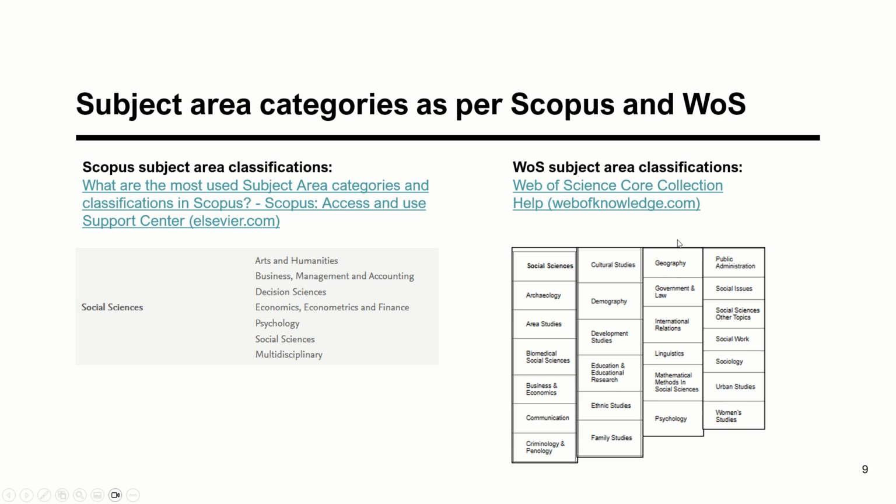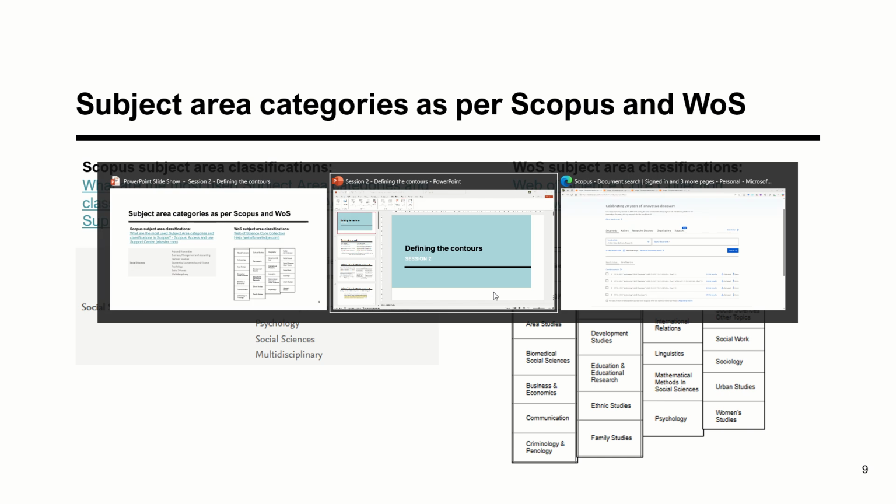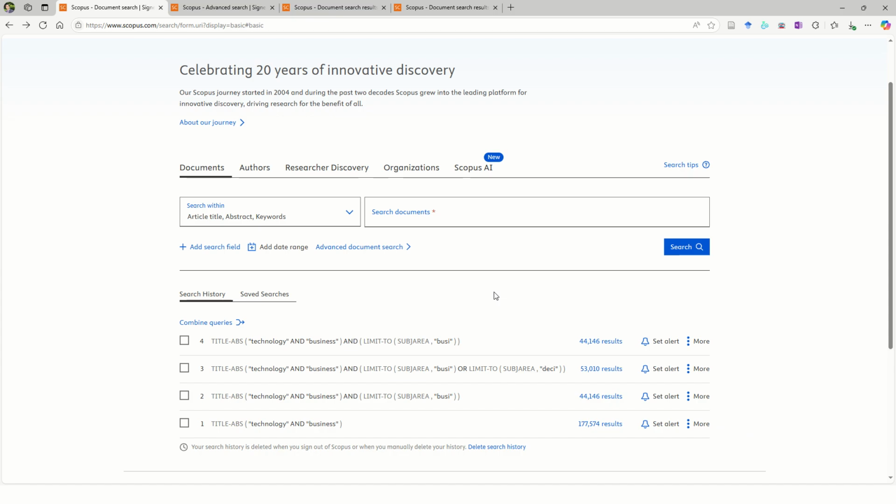When you look at Web of Science, WOS, it's slightly different, which is why I've put in a snapshot from Web of Science as well. So this is what Web of Science incorporates as its classifications. Now with that, let's go into Scopus.